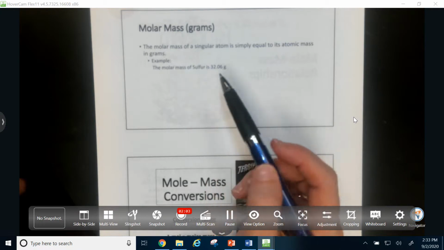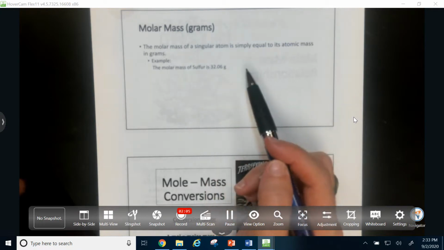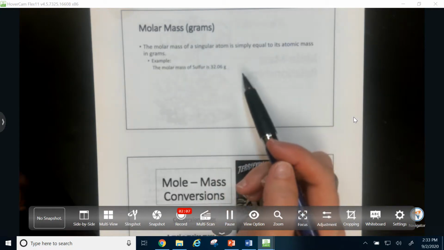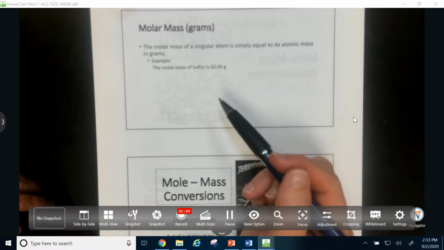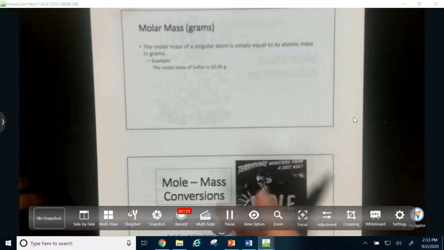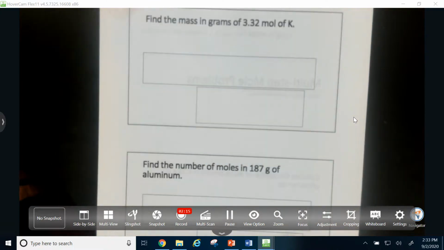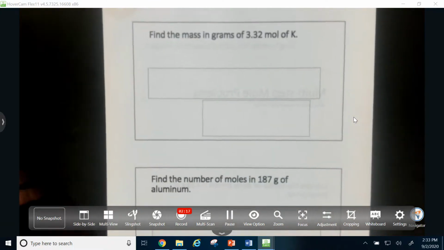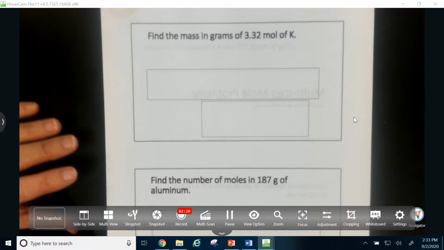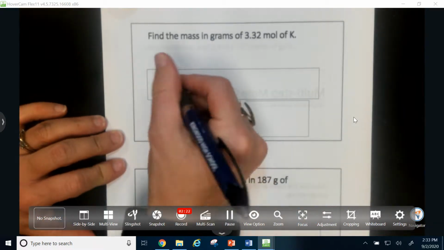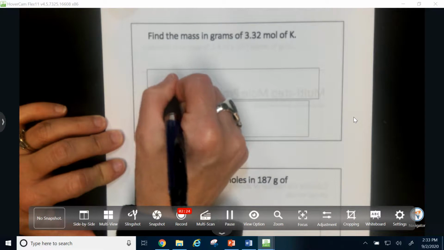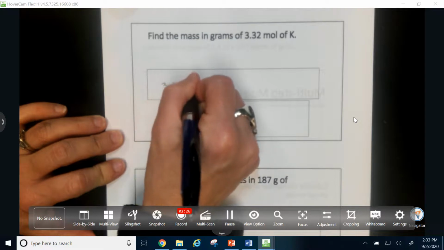So we're going to look at the atomic mass on the periodic table and use that to determine the mass of 1 mole of each of those elements. And we're going to do our conversions in much the same way that we did it with the atoms, but this time we're going to use that molar mass. So again, we always start by writing our given. So we start by writing 3.32 moles of K.